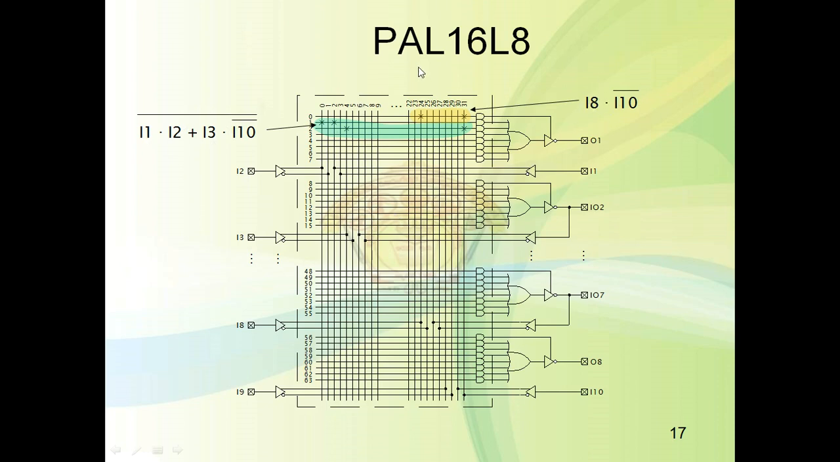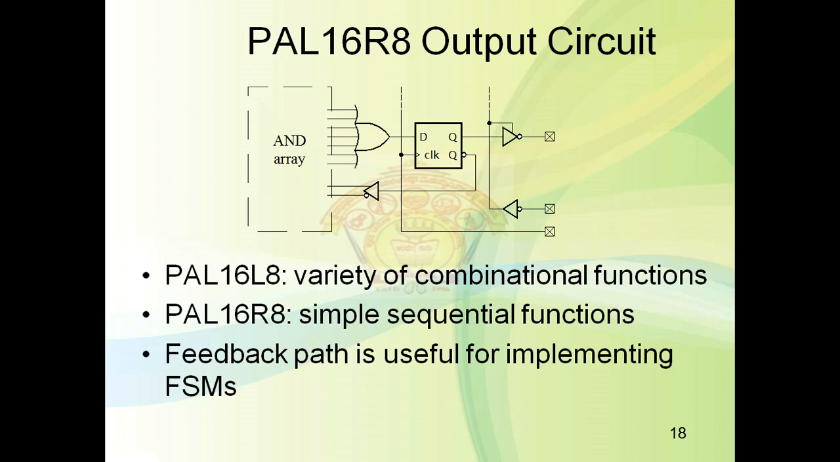So this PAL16L8 will have 16 input pins and 8 output pins. Out of that, 10 are only input pins, 2 are only output pins, and 6 are input output pins. So this dotted line indicates the AND array. Then next, what is contained in the 16R8?